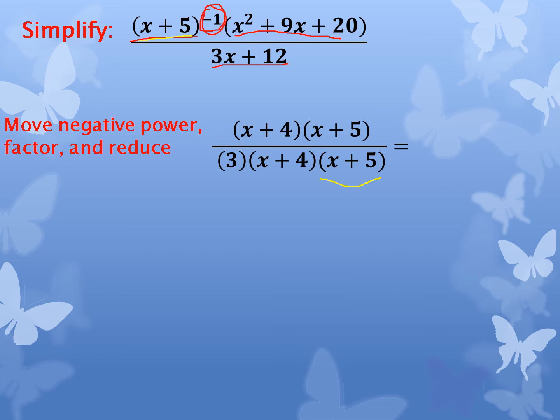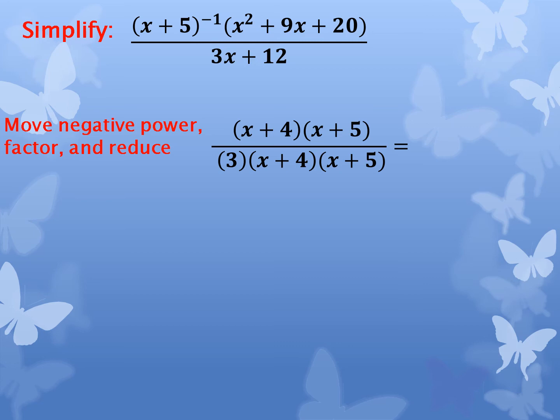So here, x squared plus 9x plus 20 factored into x plus 4 times x plus 5. And then 3x plus 12, I factored the 3 out, and that became 3 times x plus 4. All right, now let's see, do we have any common factors on the top and bottom that would cancel out? Take a good look there and see what you find.